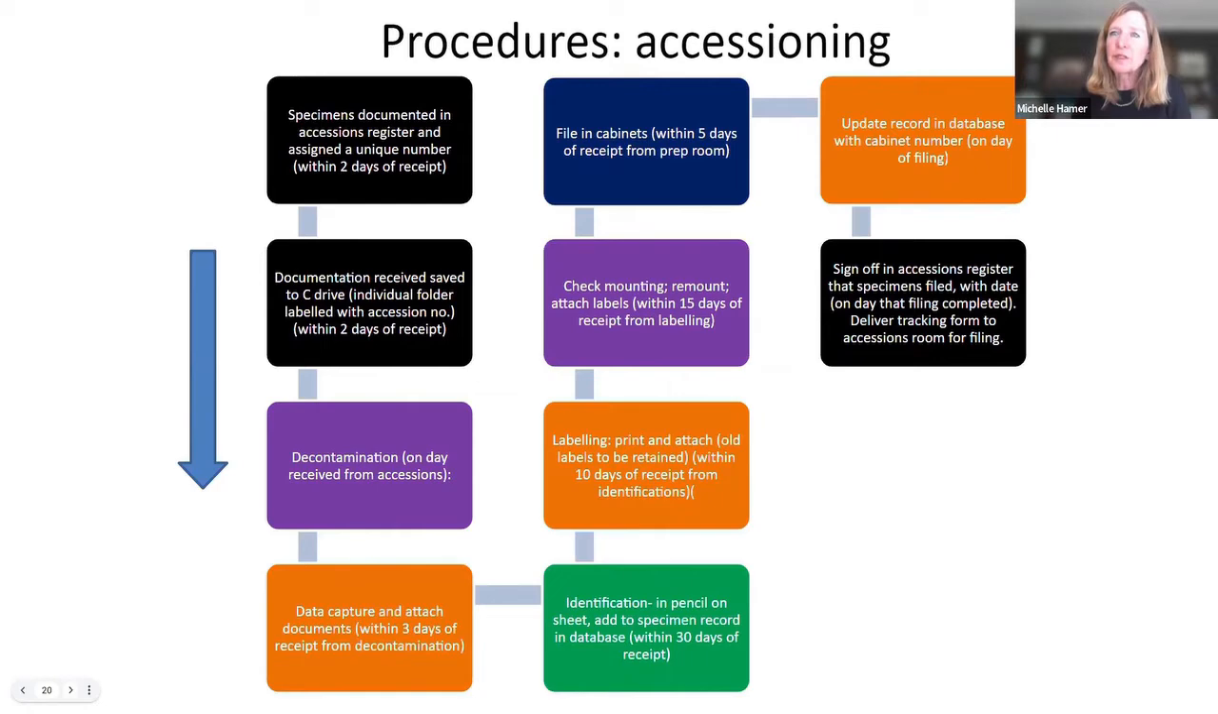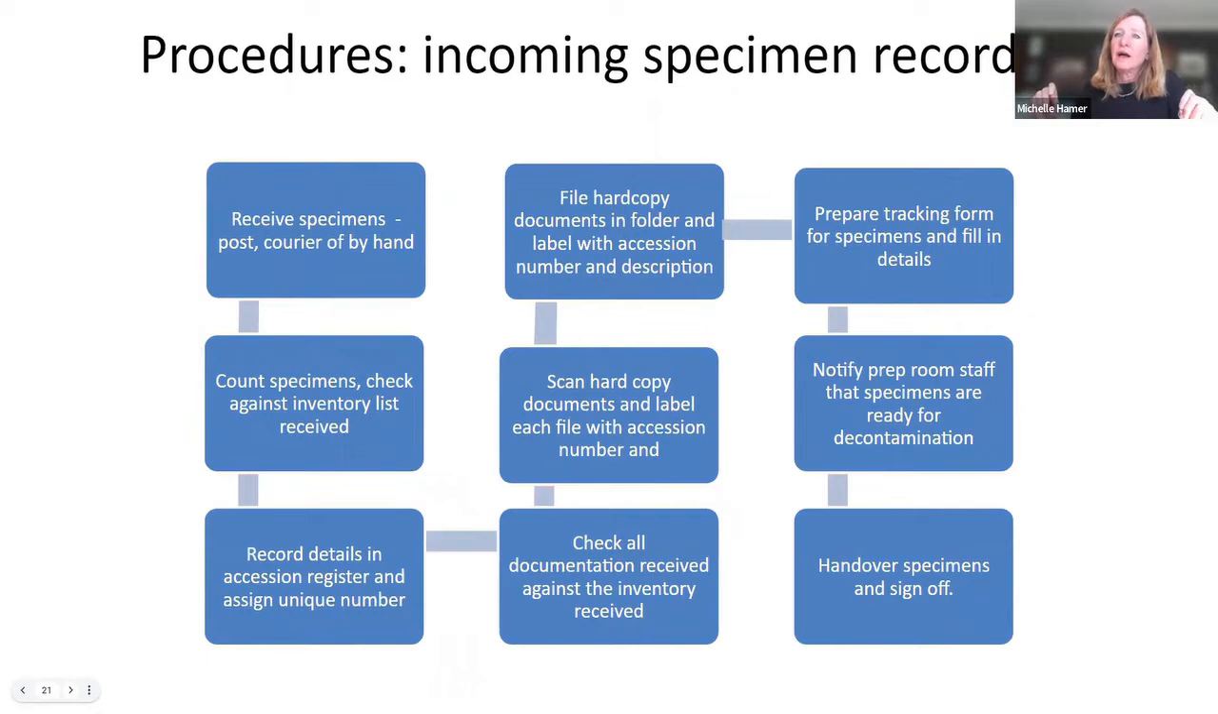So that's a procedure, a workflow drawing. And even that is too high level for some things. So you might need very detailed workflows. So how do you record everything that comes in? You know, what is that person going to check? What are they going to record? What are they going to do with the hard copy documents? What are they going to do with the scanned documents? So you can see here, this is very detailed. So the person doing the receiving and the registering will follow this procedure.